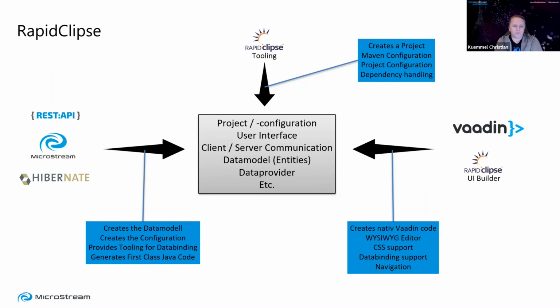The important thing about those three areas is that all three areas are independent of each other. So if you don't want to create your user interface with Vaadin, you can just use the left side, the REST API or MicroStream or Hibernate, all the tools for that, and add your own user interface implementation. That's up to you. And only if you want to create Vaadin UIs, create them and use them with your own data provider stuff, for example. That's important. So you can use whatever you want, and all three parts are totally independent.